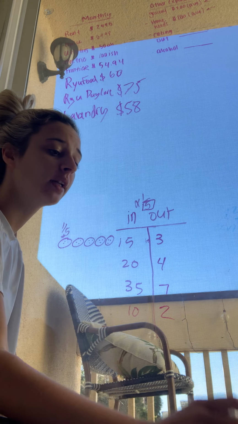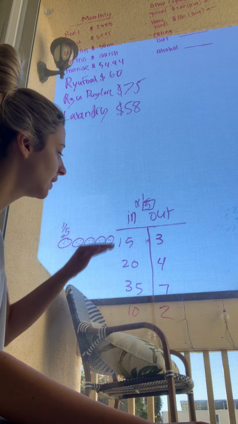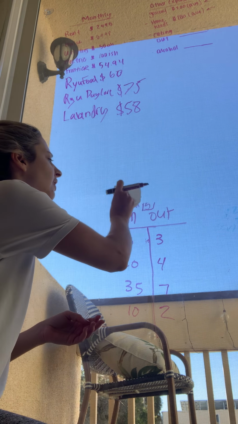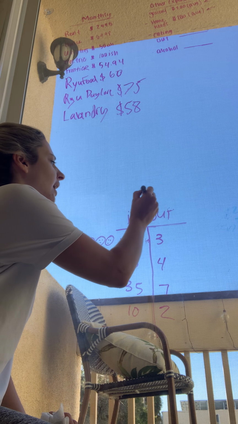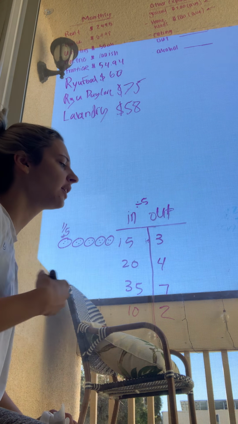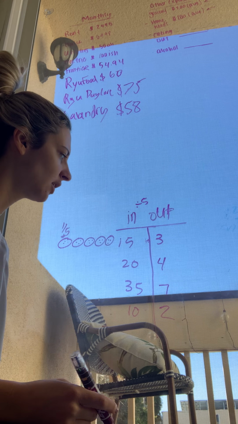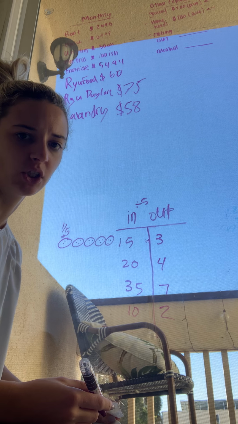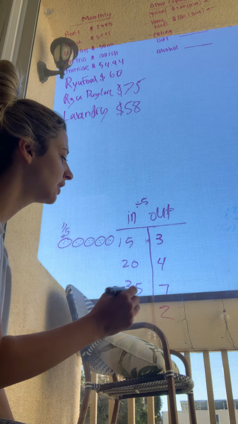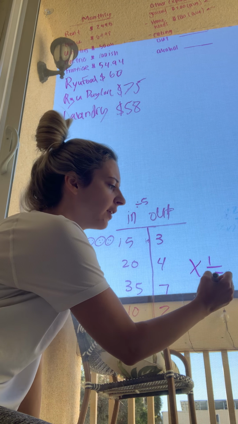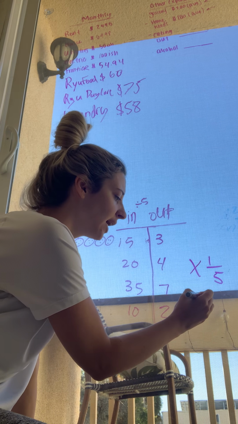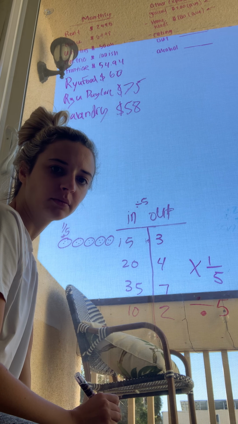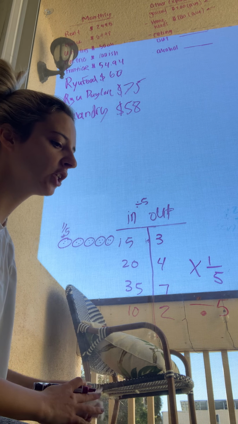Okay, now number 2, they give you the same in, but they change the rule. Instead of times 1/5, it's divided by 5, but they're trying to show you that these are the same. So your outs are actually still the same. 20 divided by 5 is 4, 35 divided by 5 is 7, 10 divided by 5 is 2. Okay, so what they're trying to say is that multiplying by 1/5 gives you the same result as if you were dividing by 5. Okay, now let's look at number 3 and 4.